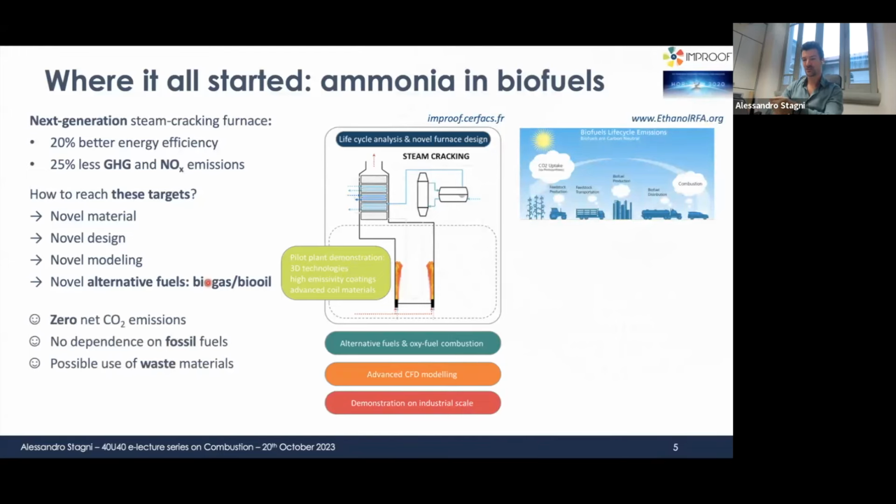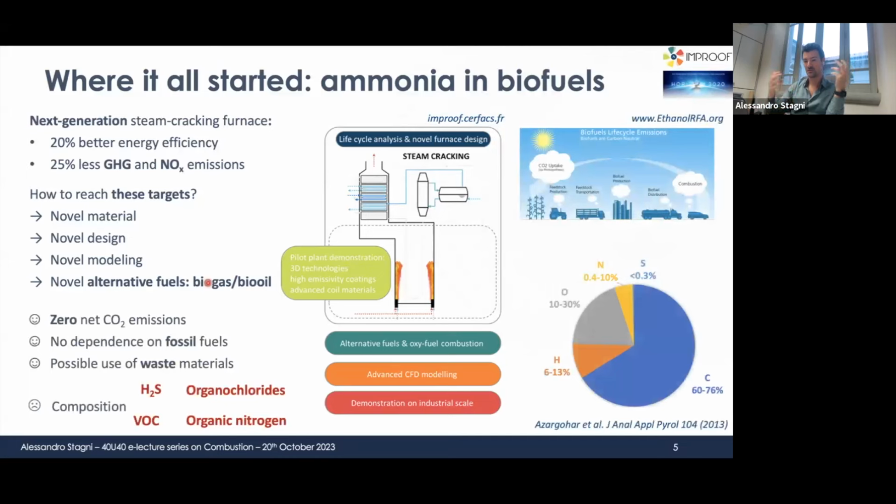We can zero the dependence on fossil fuels, and we can use waste materials. But there are also disadvantages, as you can imagine. The composition of biogas and biofuels very often contains a lot of compounds which are harmful for health and the environment. This includes sulfurated compounds, chlorinated compounds, volatile organic compounds, and especially organic nitrogen, which can be a significant part of the composition of a biofuel, as you can see from the pie chart in the bottom right.